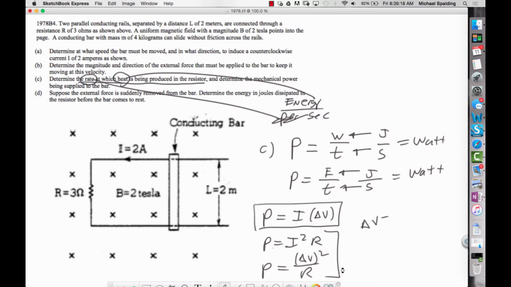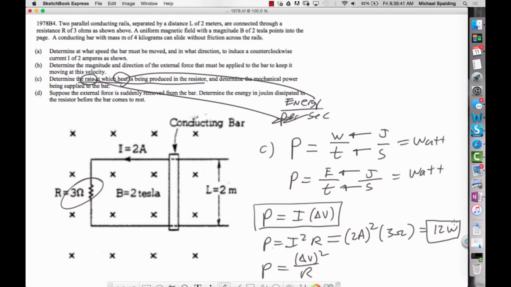Now, which power equation is going to be the nicest one to figure out the power of this resistor? I would just use I squared R. 2 amps, right? Because we know the current flowing through it. So 2 amps squared times 3 ohms. This comes out as 12 watts.